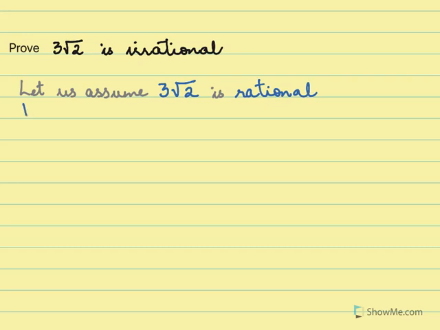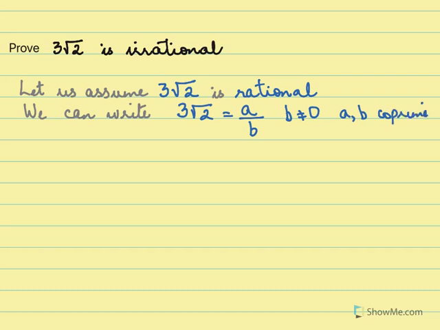So if 3 under root 2 is rational, we can write 3 under root 2 in the form of a over b, where b is not equal to 0, and a and b are coprime. So we have 3 under root 2 equal to a over b. We just need to rearrange. So under root 2 equal to a over 3b.